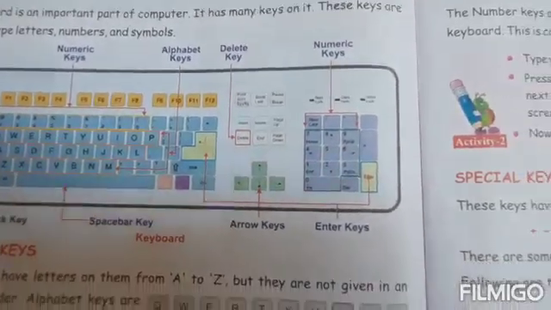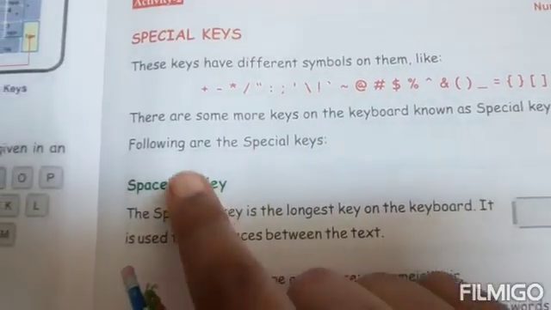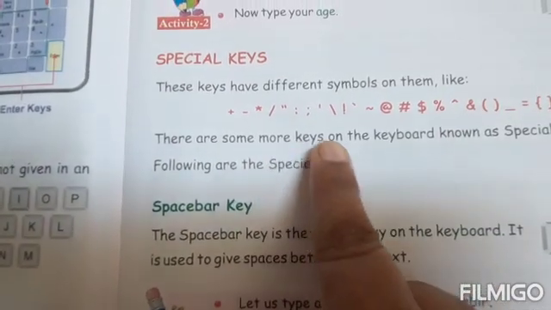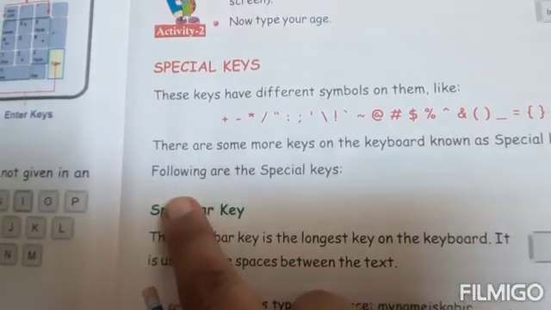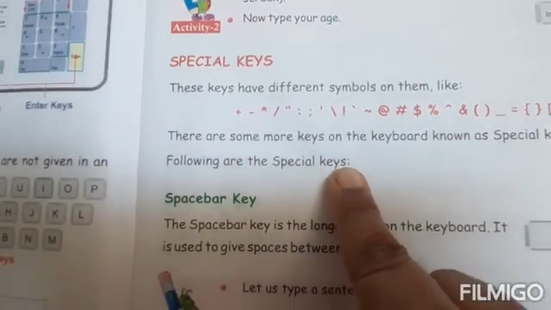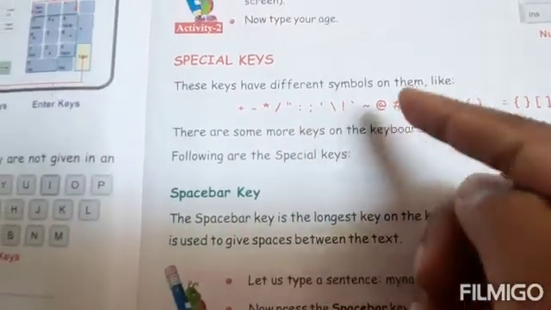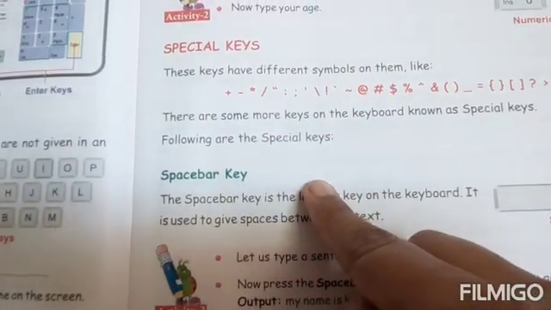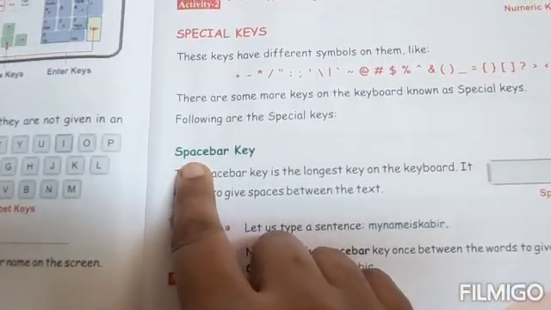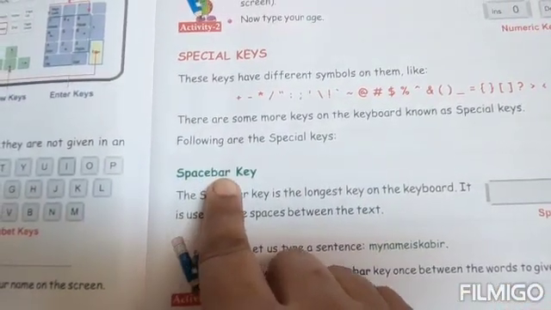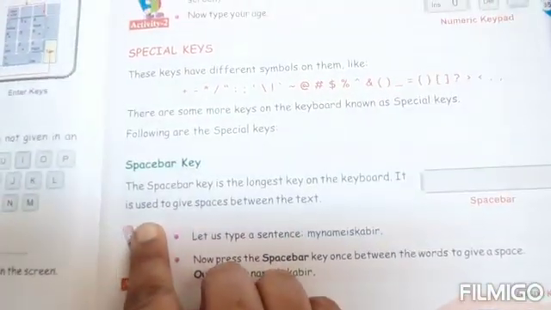Now let's come back to page number 35 and read about the special keys. So there are some more keys on the keyboard known as special keys. Following are the special keys. Apart from these symbols, there are some other keys also which are special and have a specific function to do. Now the first special key here is the space bar key. Let's read about the space bar.